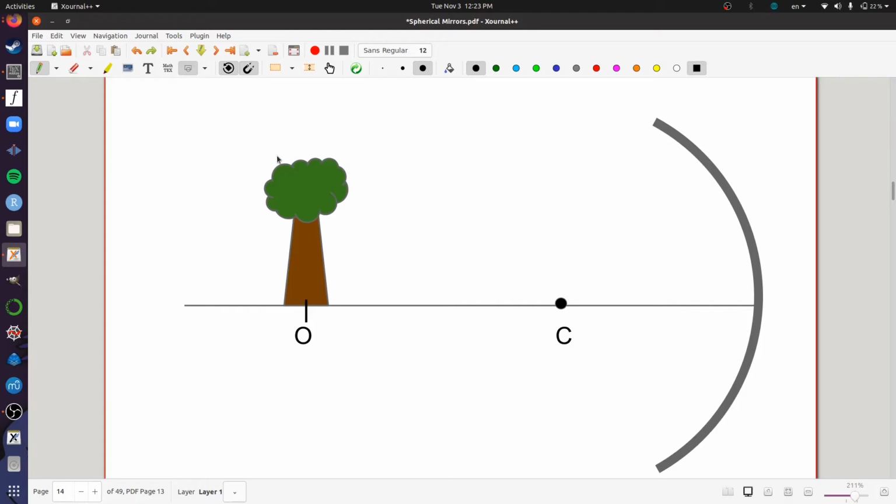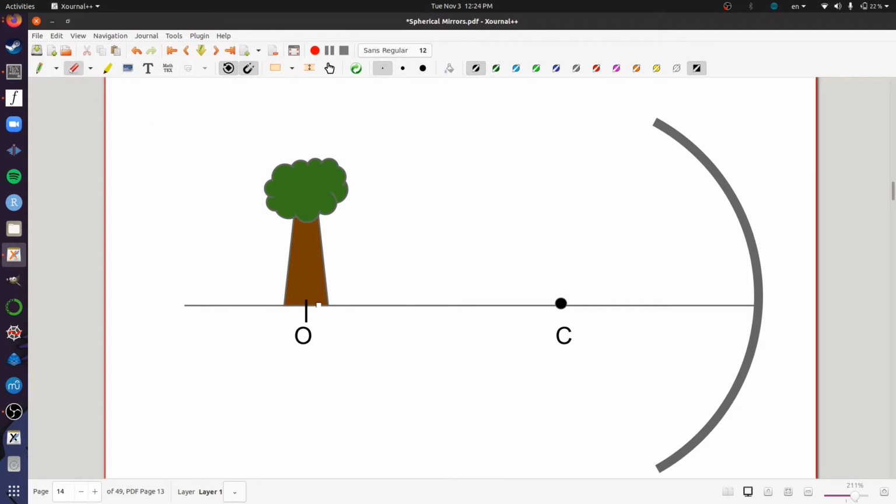In this video, we'll be using a combination of geometric thinking and algebraic thinking to derive the spherical mirror equation, which looks like this. It says that 1 over the object distance plus 1 over the image distance is equal to 1 over the focal length. Let's see how we get there.